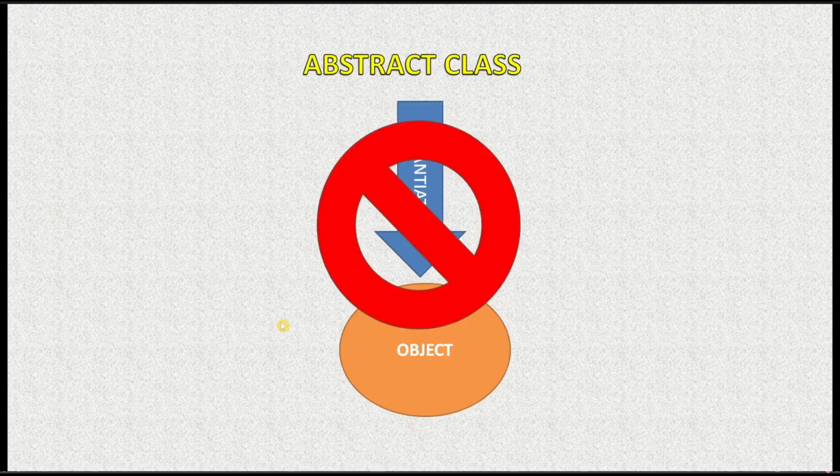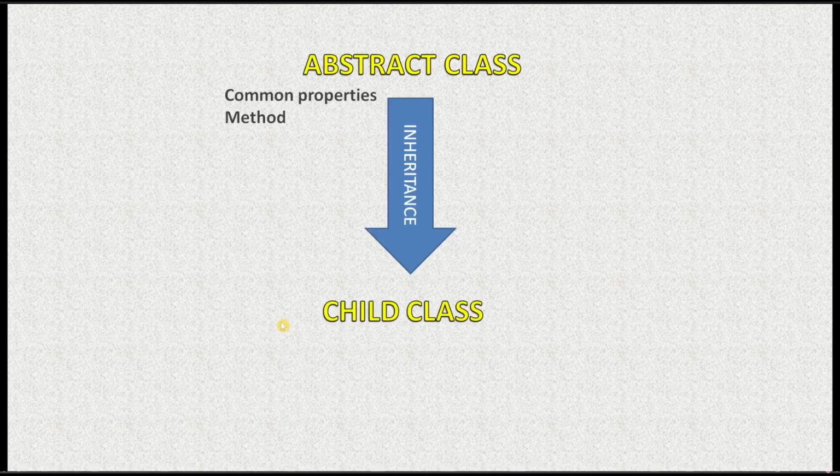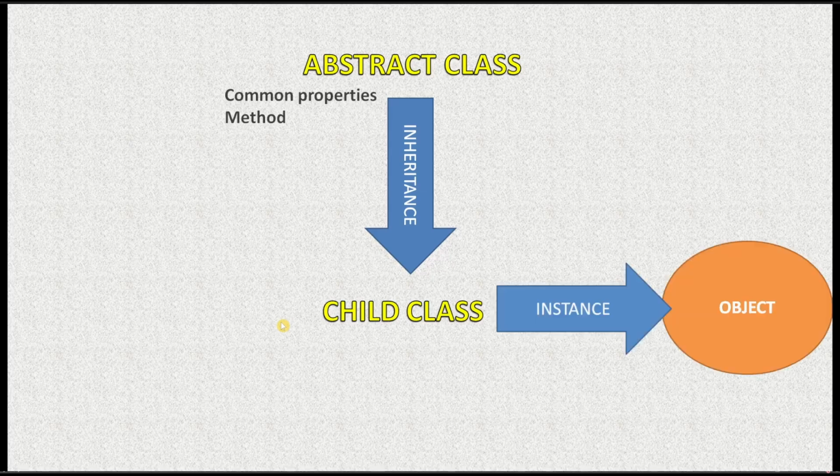First, what is an abstract class? An abstract class in C# is a class that cannot be instantiated directly. It's like a blueprint for other classes. We can define common properties and methods in an abstract class, but if we want to use it, we have to create a child class that inherits from the abstract class and fills in the missing details. After this, we can create an instance of the child class and create an object.